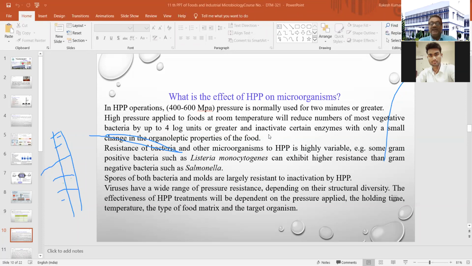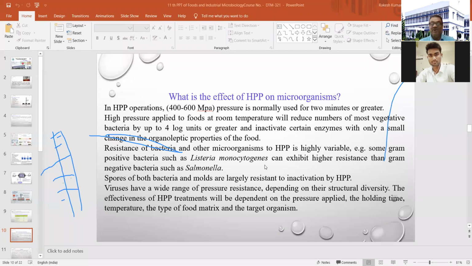And resistance of bacteria and other microorganisms to this processing technology is highly variable. What is special in this? Some gram-positive bacteria, such as Listeria monocytogenes, can exhibit higher resistance than gram-negative bacteria, such as Salmonella. So for Listeria monocytogenes, you have to apply higher pressure for a longer period compared to the Salmonella group. Spores of both bacteria and mold are largely resistant to inactivation by high pressure processing technology.